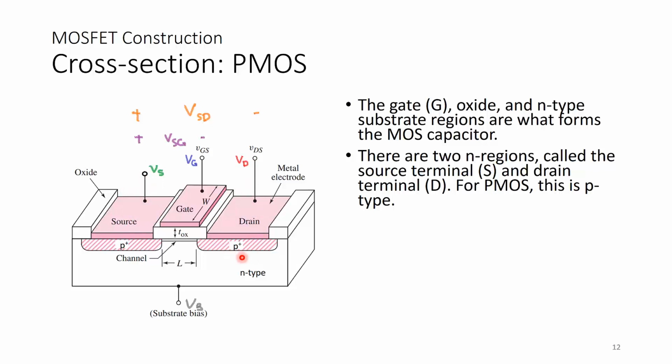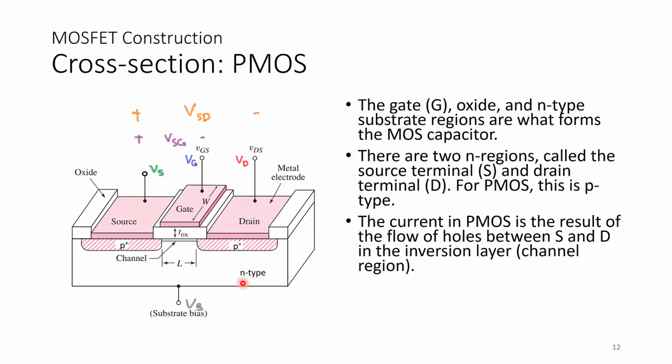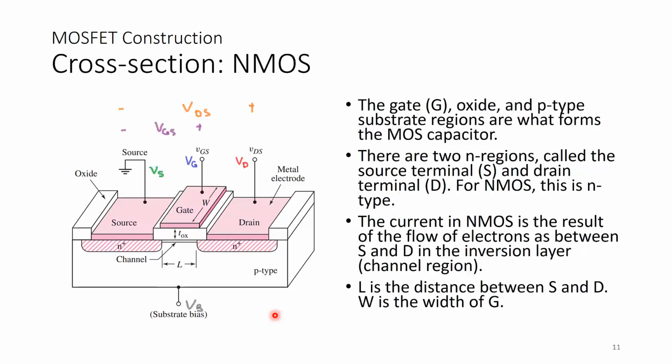For PMOS, the source is P-type and the drain is P-type. So if you look at a MOSFET structure and you see P plus at the source and drain, you know it is PMOS, just as if you see N plus and N plus, it is NMOS. The plus just says that it is heavily doped, the concentration is high. The current in PMOS is the result of the flow of holes between source and drain in the inversion layer or the channel region. And I'm going to go back to NMOS.